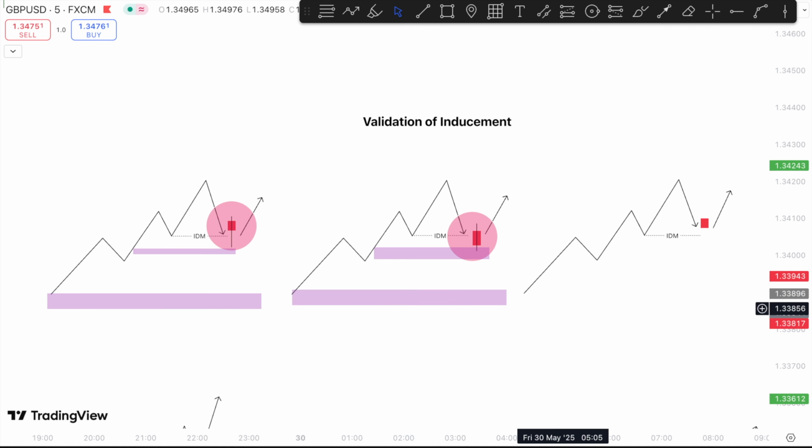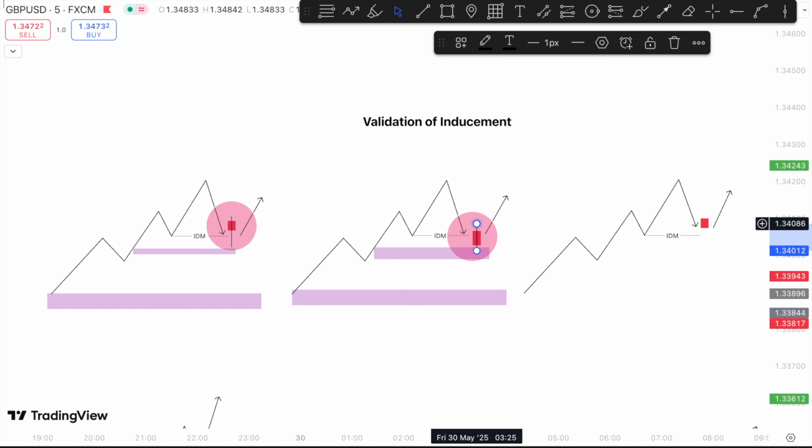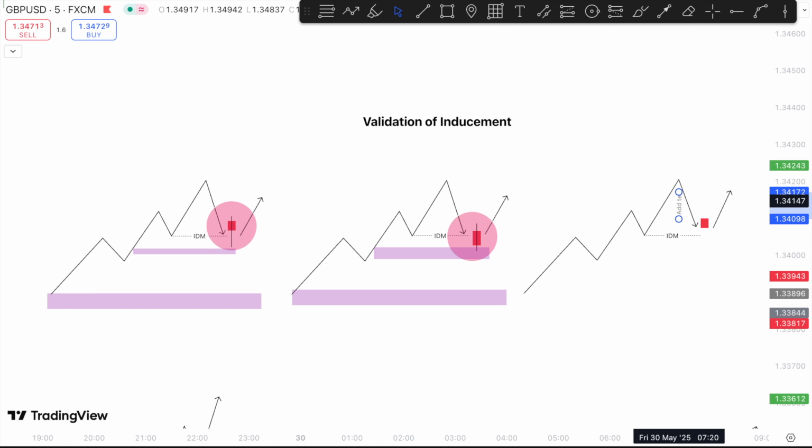And what is not a valid inducement is if this low is not swept, and the candle has closed above, or the wick has also not swept the previous low. Then it's not a valid inducement. So in simple words, if you did not understand me, in an uptrend, a previous low has to be swept for the continuation of the pattern, right? If the low is swept, we call that inducement. It can also be understood as a liquidity sweep.